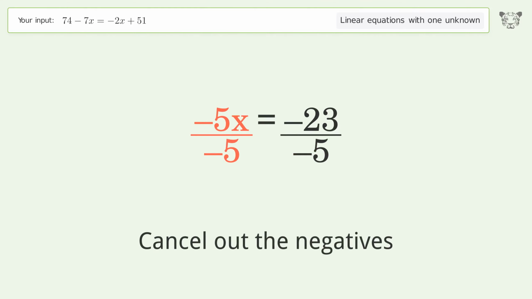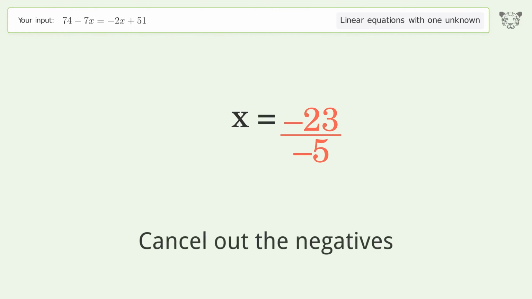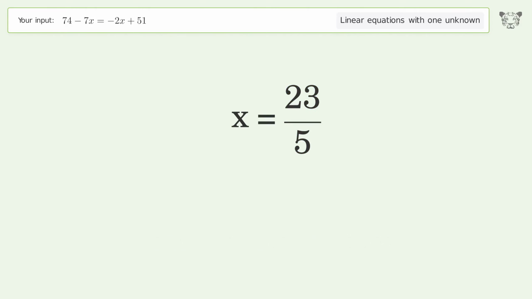Cancel out the negatives. Simplify the fraction. Cancel out the negatives. And so the final result is x equals 23/5.